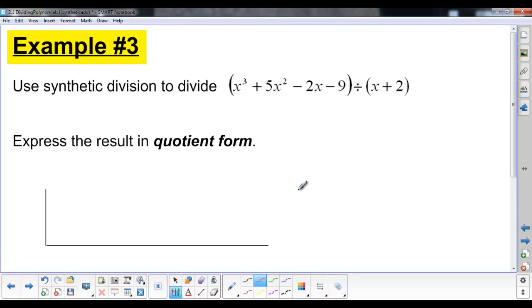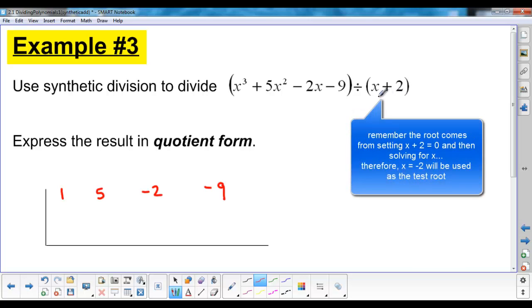So we're going to use synthetic division to divide this polynomial by x plus 2. The first thing we do is write out the coefficients. We have 1x cubed plus 5x squared minus 2x minus 9. And again, the important thing to check for is, are your exponents in descending order, and are you missing any terms? Both of those conditions are met here, so I am okay to write 1, 5, negative 2, and negative 9. Then we put the test root on the outside of the bracket. We're not going to put the plus 2, we are going to put minus 2.